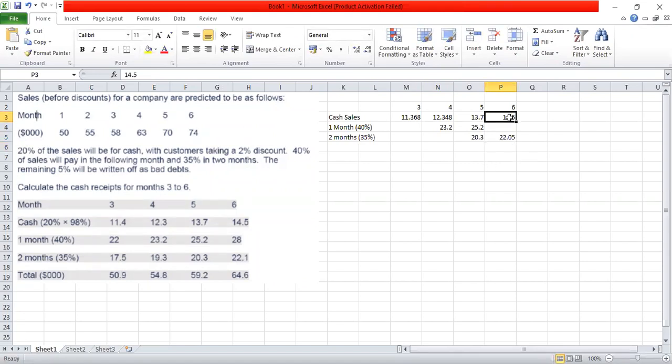Right. Then the next month, here 70 is the sale, equal to 70 into 20% into 98%. Okay. Then the next one, here we have 70 into 40%. Then after that, seventh month onwards, we do not have. So we finished the third month, fourth month, and fifth month. So maybe for your better understanding, I'll fill that with color.